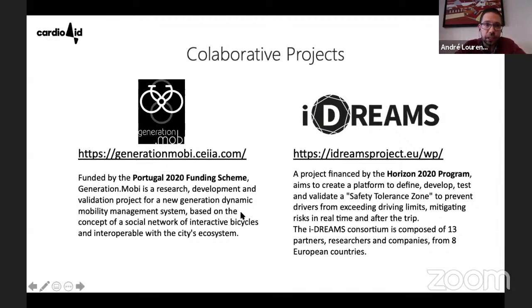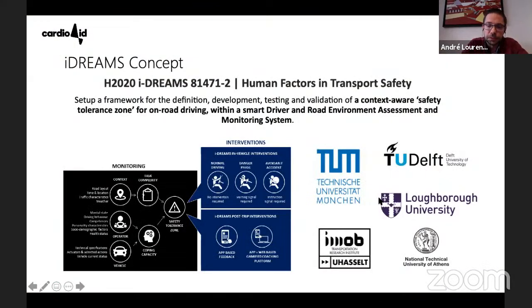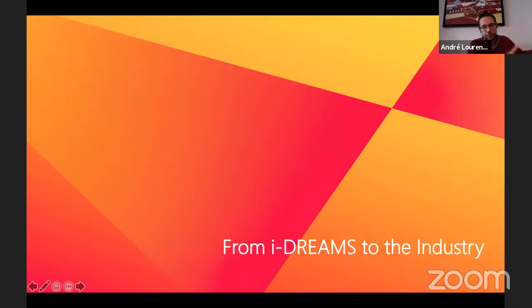And finally, I will just give a little bit more detail about the iDreams project, which is a big H2020 project where we are working with certain partners in several countries, and we are the leaders of the implementation and the technological partners that are implementing the concept. And so the idea is from iDreams, this concept to the industry and what we are doing.